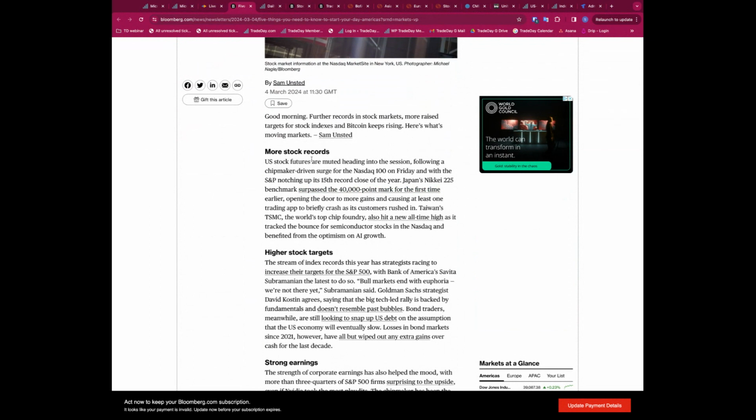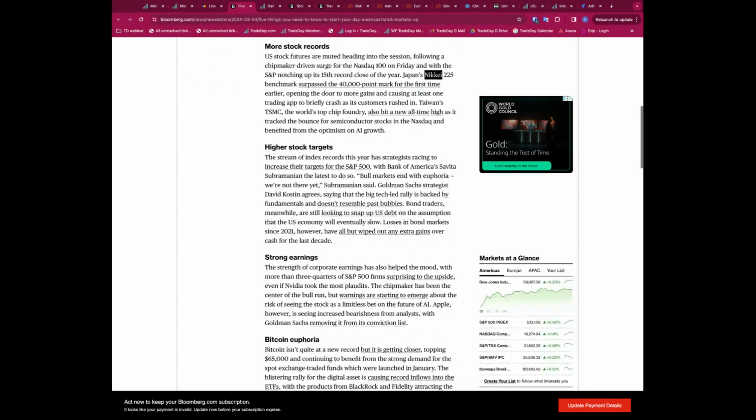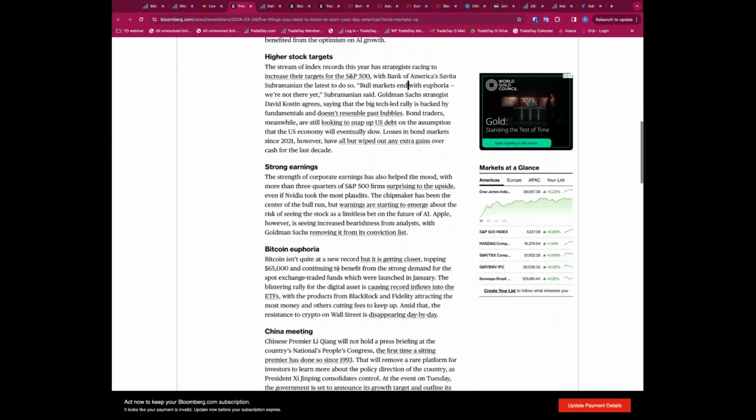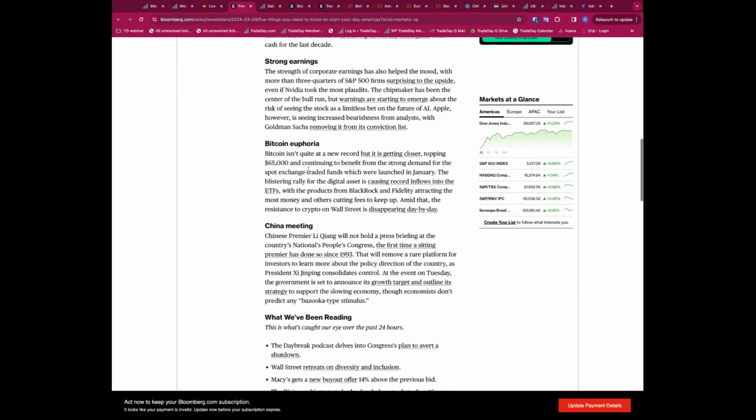Small stock record. US futures are quiet, but the Nasdaq on Friday went to its 15th record close of the year. Japan's Nikkei benchmark went through the 40,000 level, so stock indices, not just in the US, but globally, are hitting higher levels. Bank of America upped their target, various investment banks are pushing their targets up for the S&P, becoming more bullish. And then strong earnings continue to be delivered, helping the markets higher.